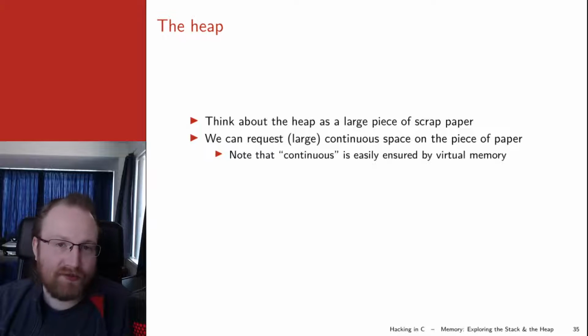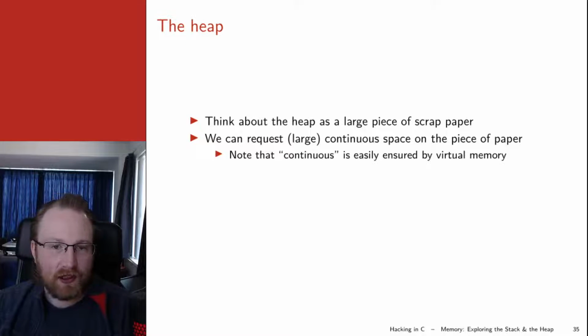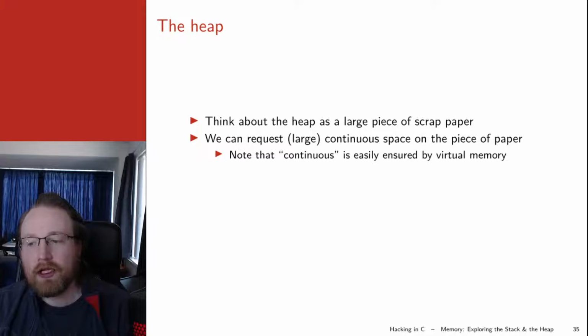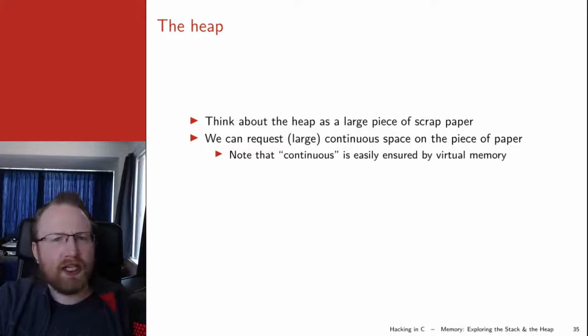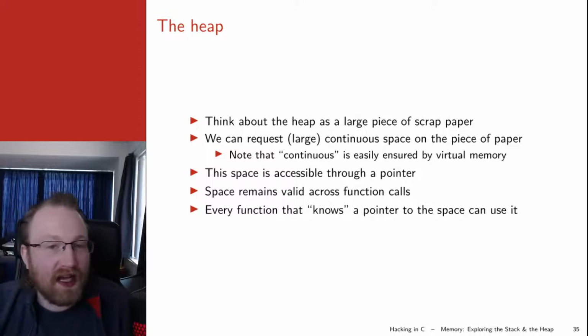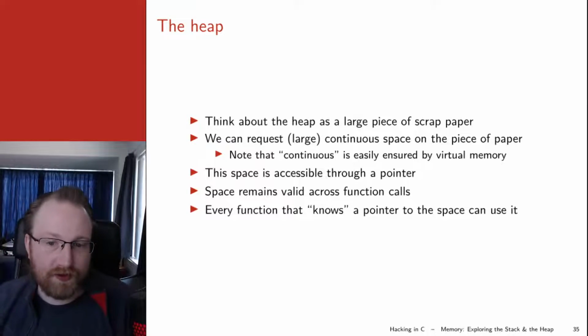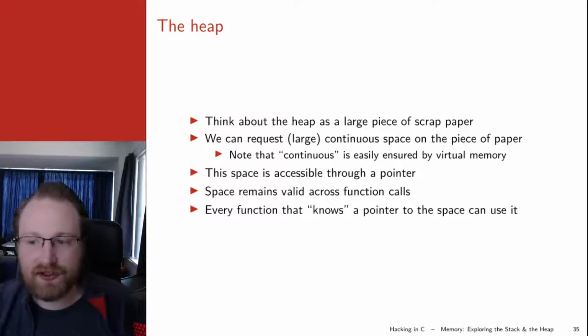And the heap is conceptually very simple. Just think about it as a large piece of scrap paper. And we basically can request continuous space on that piece of paper. Note that continuous in virtual memory, again, doesn't have to be continuous in physical memory, but we don't really care about that. Just pretend it's continuous. So that space is accessible through a pointer, and that space remains valid across function calls. So every function that knows a pointer to that space can then use that space.